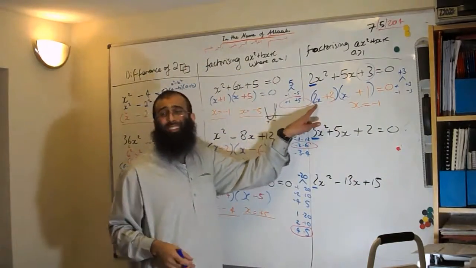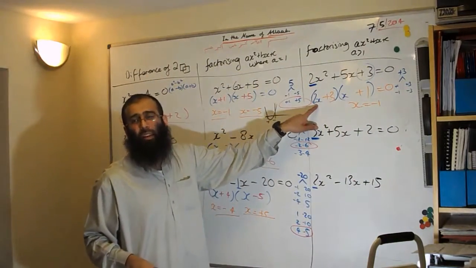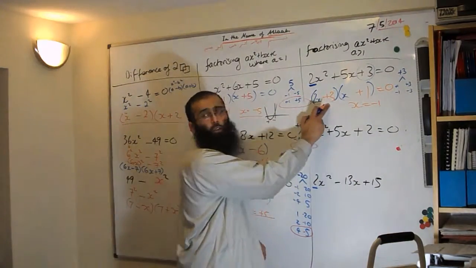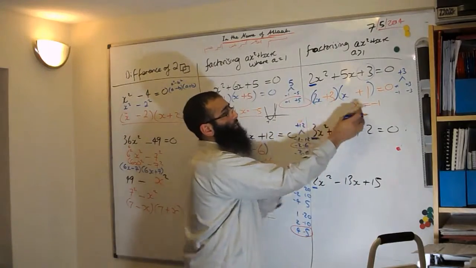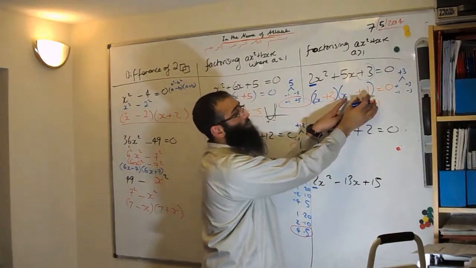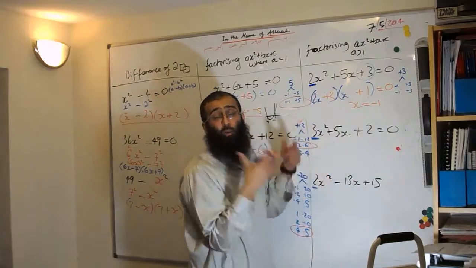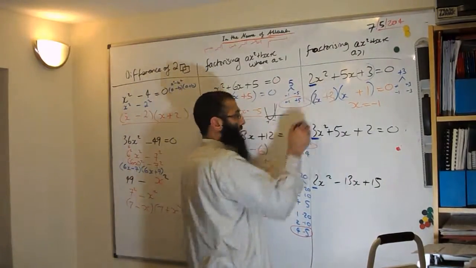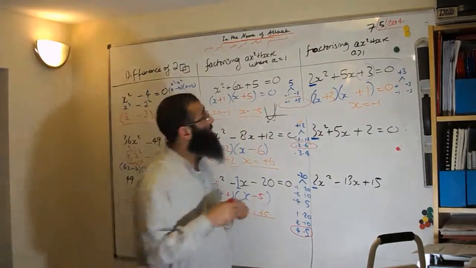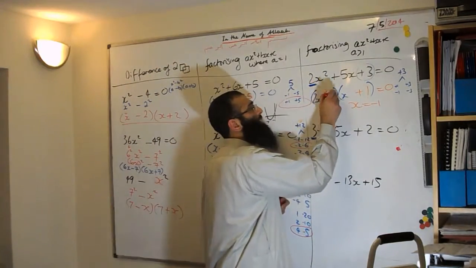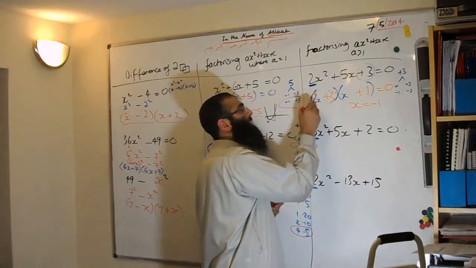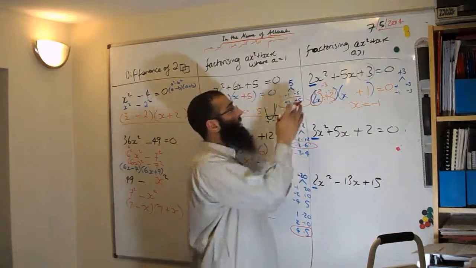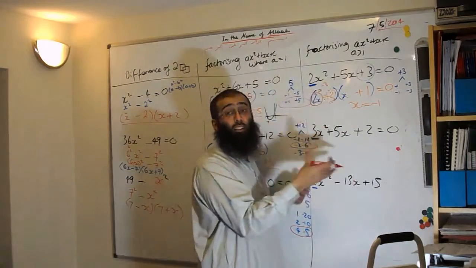Now, we've got 2x plus 3. If you want to make this bracket equal to 0, that's plus 1. If you put minus 1 here, minus 1 plus 1 is nothing, isn't it? That's what we're actually trying to do. We're trying to make each bracket equal to 0. If this part here is plus 3, to make this bracket equal to 0, I've got to make this part equal to minus 3, because minus 3 add 3 is 0. So that's the actual aim.